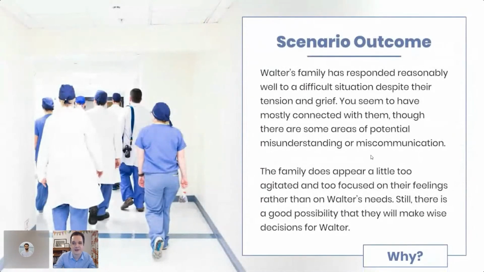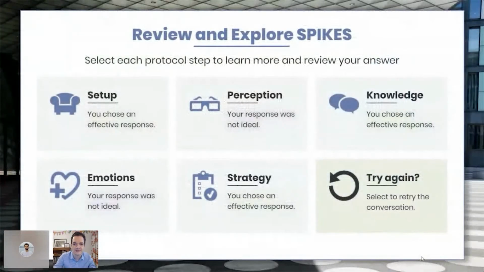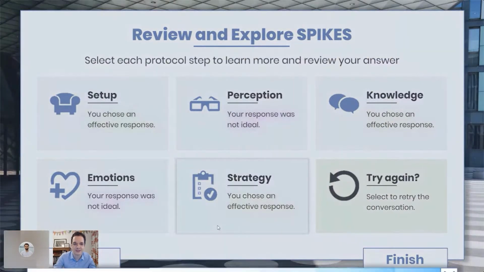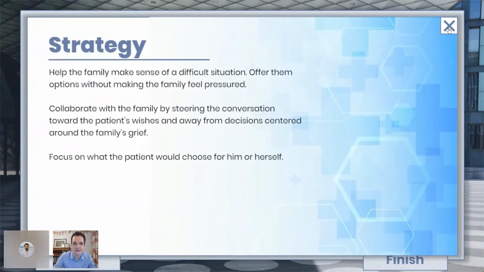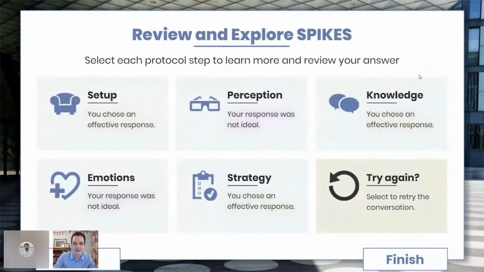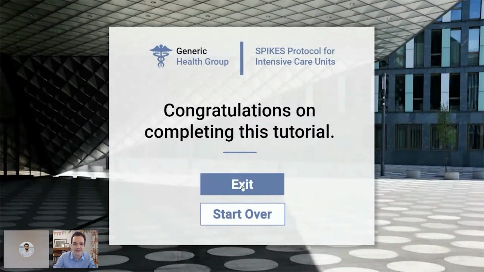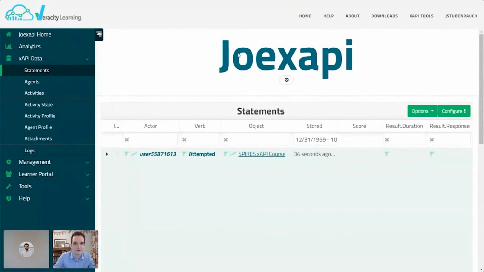Here we are. We have a different outcome. A different score is fired off. And now they decide to check one more thing. Oh, what was good about my strategy? They consult that resource. And now they've decided to exit the course, or to finish the course, and the course exits. So moving over to our xAPI dashboard.